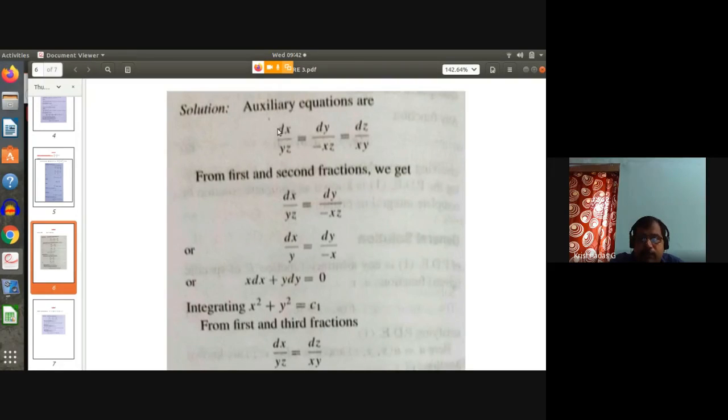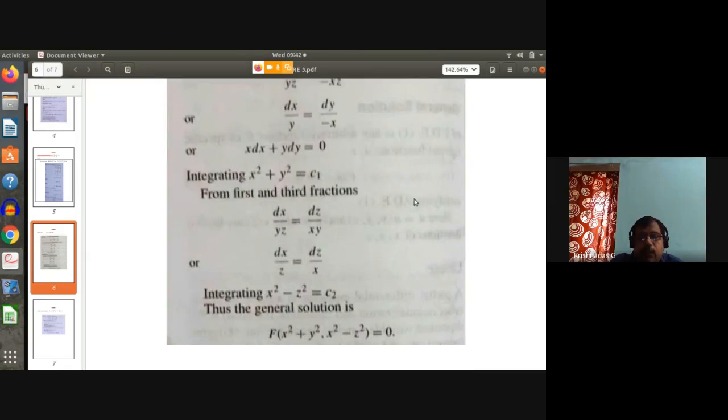Similarly, we group the first and the third. That is dx by yz equal to dz by xy. So y is common and y is cancelled. So what you get is dx by z equal to dz by x. Here again, I take x to this side, that is x dx equal to z dz, which can be written as x dx minus z dz equal to 0.